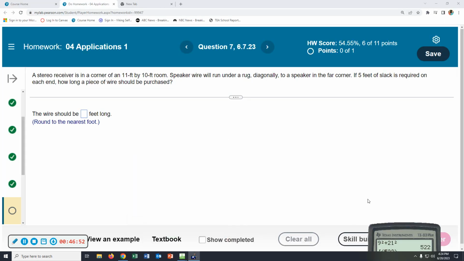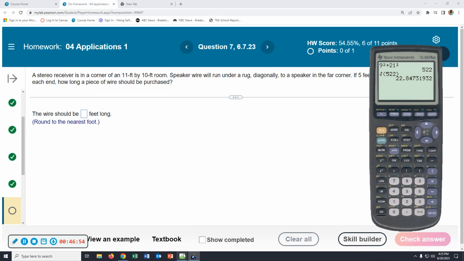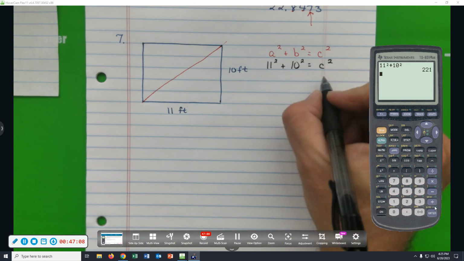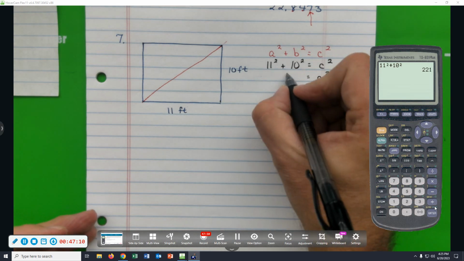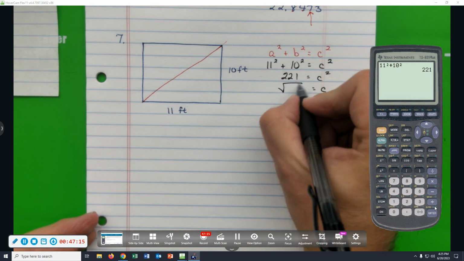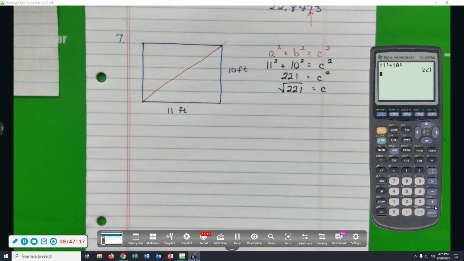Let me pull up my calculator. So 11 squared, 121, plus 10 squared, 100, so 221. So we have c squared is 221. To find c, we take the square root of 221.